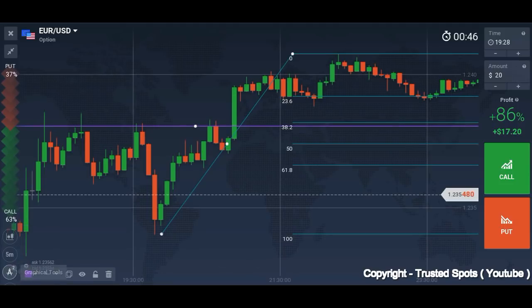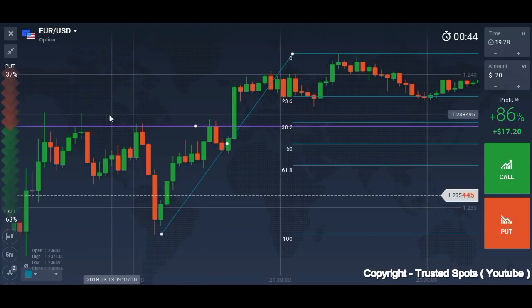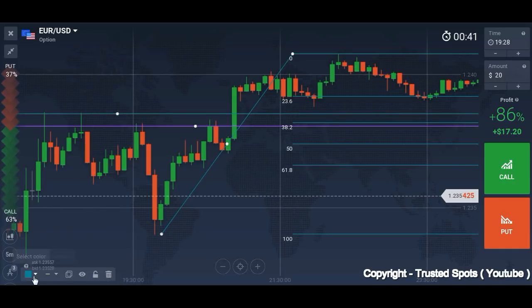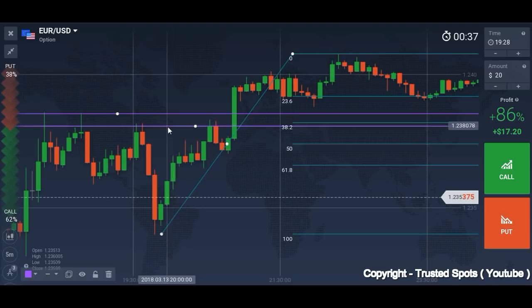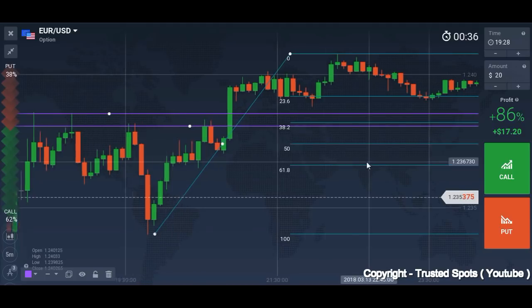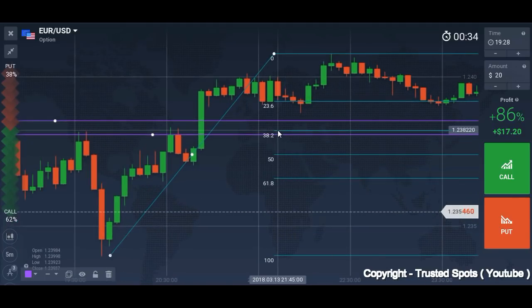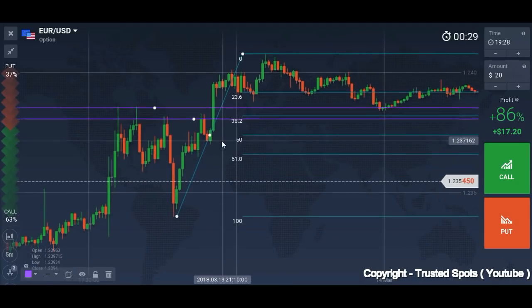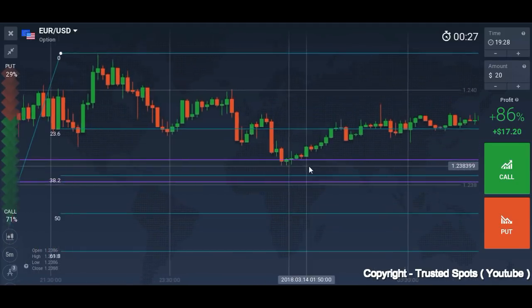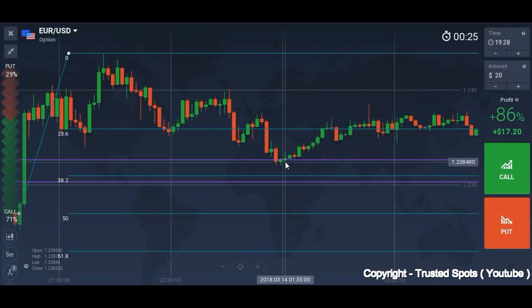Okay, so you can find it easily that this complete area is actually 38.2. This line is not the actual support. This whole area is the actual support, which can give you reversal. And let's see here. You can see that the market reverses from the 38.2 area.